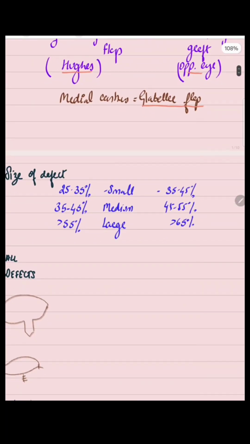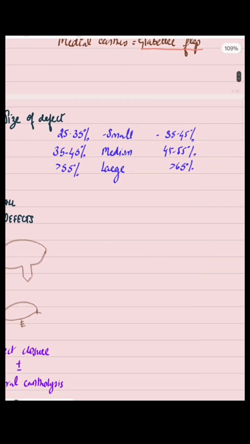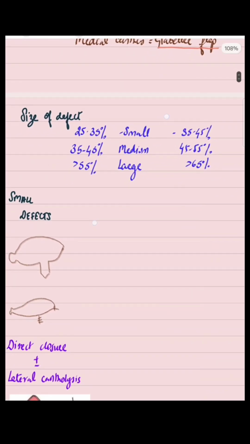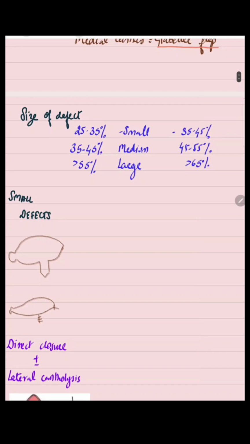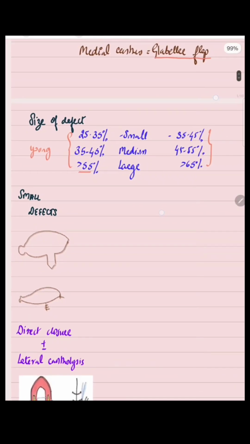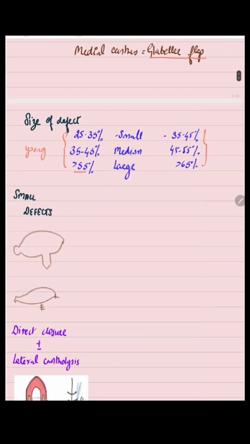Now, the size of the defect should be assessed like this. For young patients, if the defect is 25 to 35%, then it is small, 35 to 45% medium, and more than 55% large. This is for young patients, where the lid will be tight. In older patients, the lid will be lax. In older patients, if the defect is 35 to 45%, then it is small, 45 to 55% medium, and greater than 65% large.